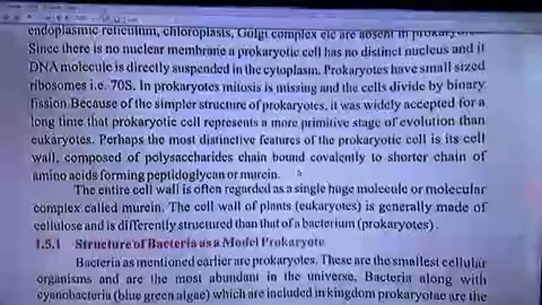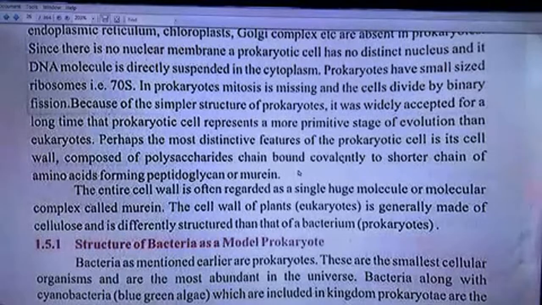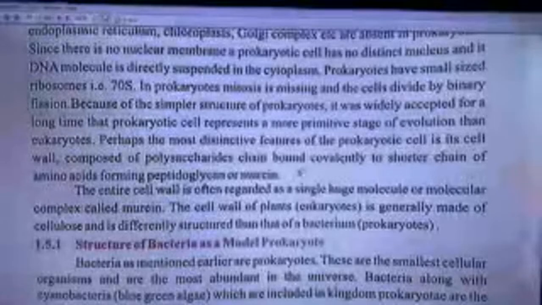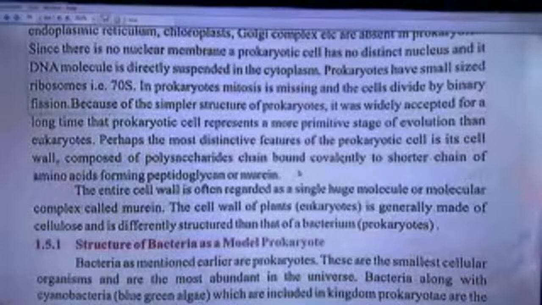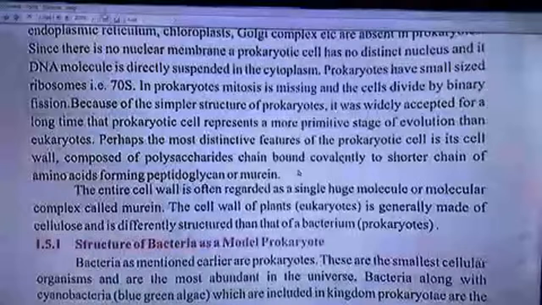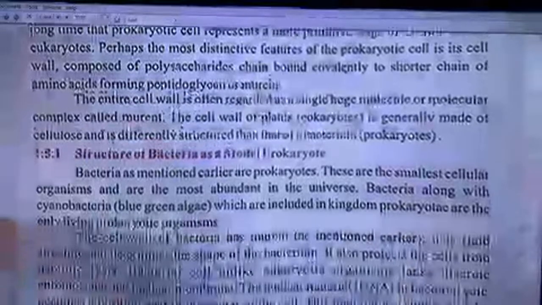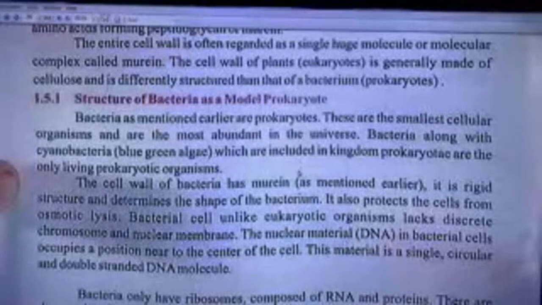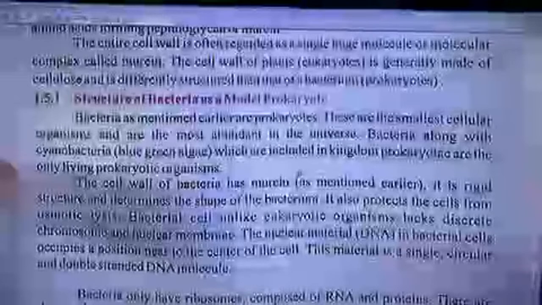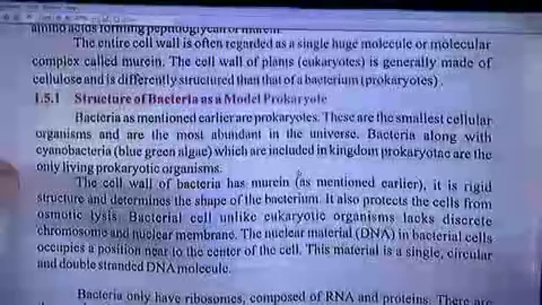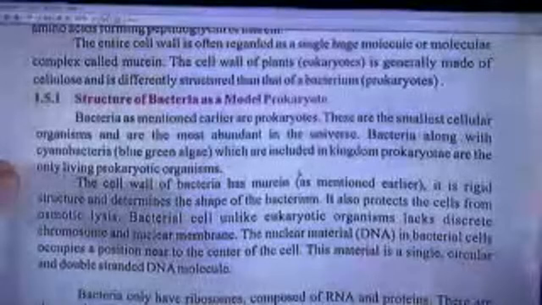Perhaps the most distinctive feature of the prokaryotic cell is its cell wall, composed of polysaccharide chains bound covalently to a shorter chain of amino acids, forming peptidoglycan or murein. The cell wall is often regarded as a single huge molecule or molecular complex called murein. The cell wall of plants, which are eukaryotes, is generally made of cellulose and is differently structured than that of bacteria, which are prokaryotes.